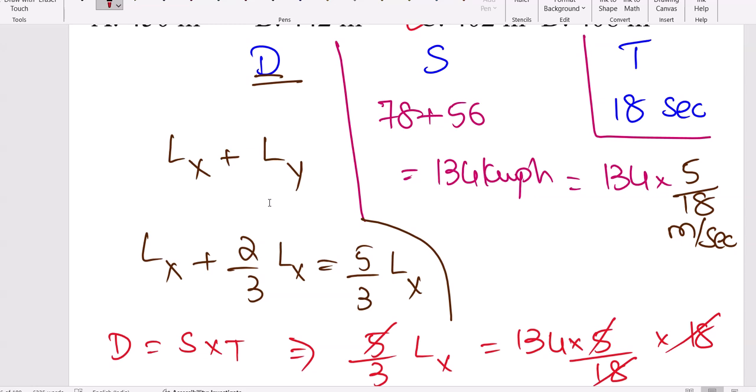You have to question yourself: why is speed multiplied by 5 by 18? Why not 18 by 5? Why do you have to do that? If you understand that, you can solve thousands of questions. If you don't understand it and only say you understood this one question, then you're not suitable here. You need that adaptability. This quant subject will make you understand application knowledge.